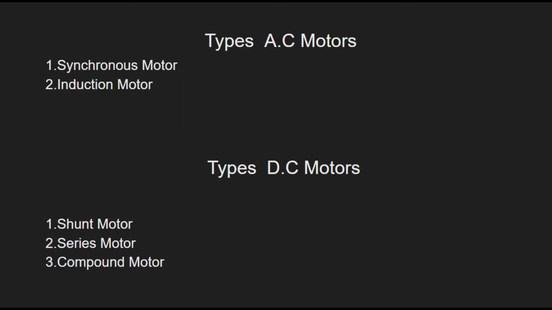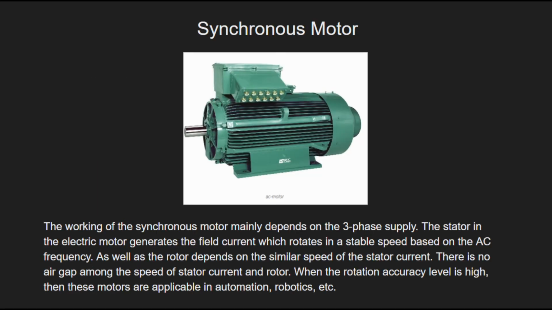Types of AC motor: synchronous motor and induction motor, and types of DC motor: shunt motor, series motor and compound motor. So here we go with the first type of AC motor, that is the synchronous motor.